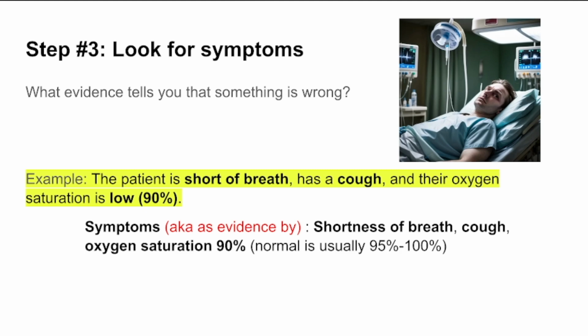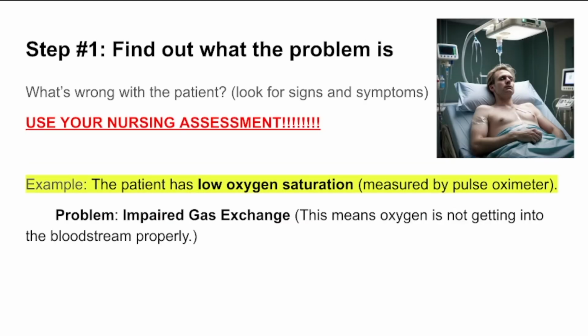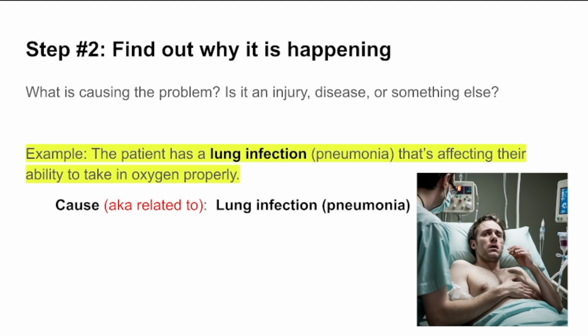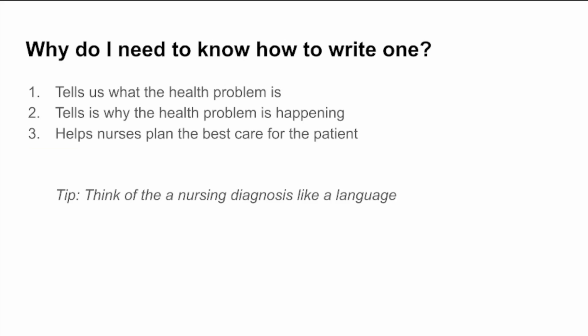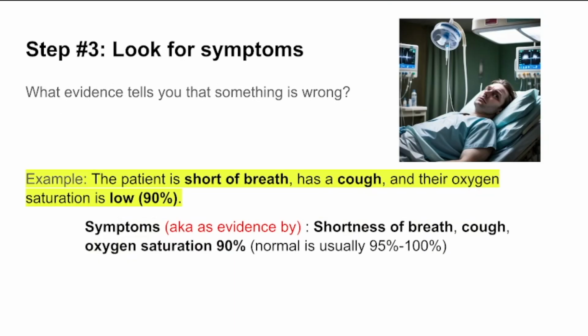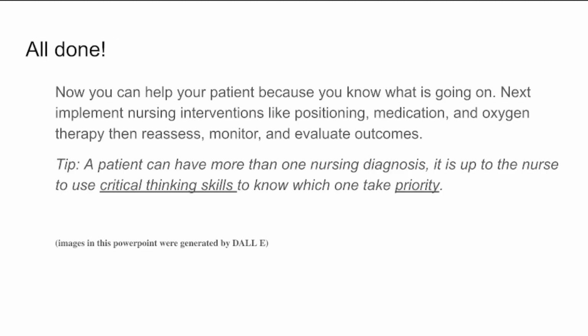So going back, boom, we know the problem, low oxygen saturation. Why? Lung infection. What are the symptoms? He's short of breath, he has a cough, and low oxygen saturation of 90%. So remember those highlighted points I gave you, as evidenced by and related to? I want you to keep in mind the tip I gave you at the beginning of the video. So the tip is think of nursing diagnosis like a language. So the related to and as evidenced by is going to put our sentence together for the nursing diagnosis in a way of a language.